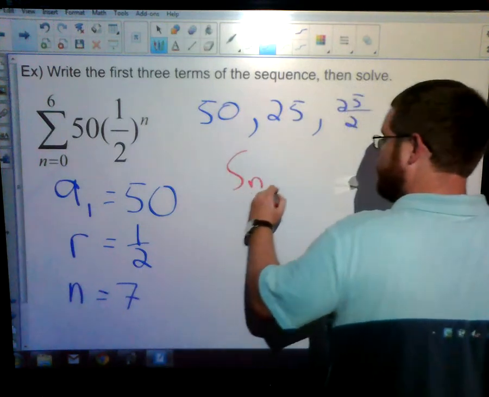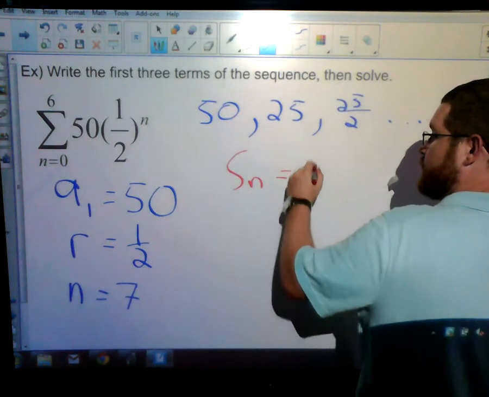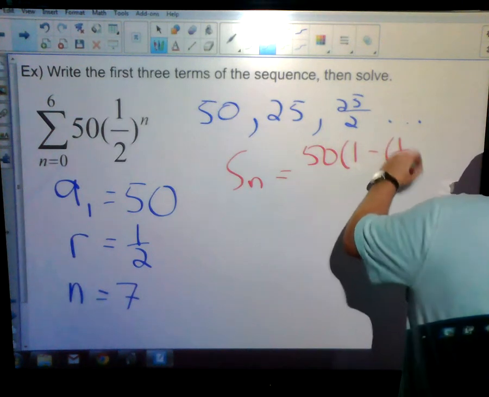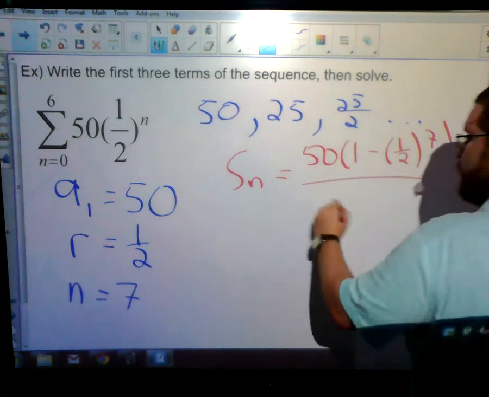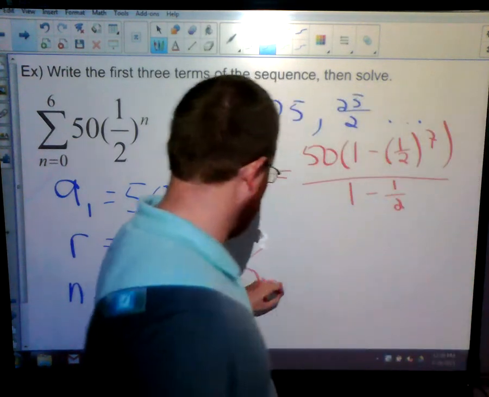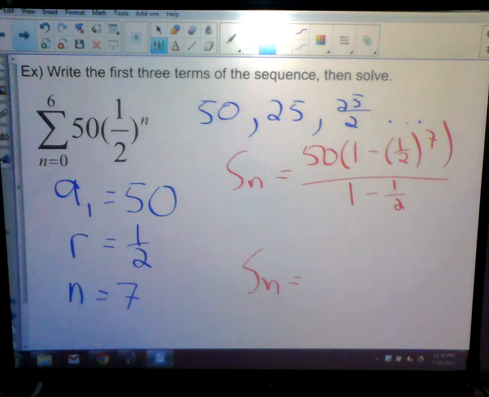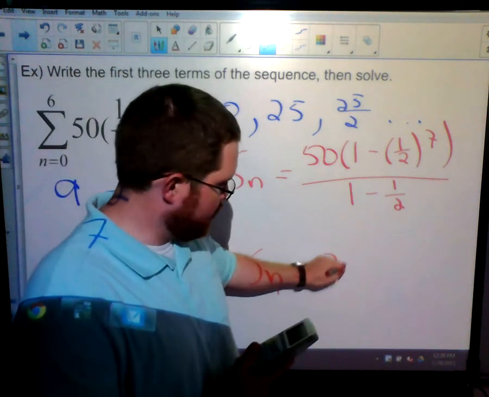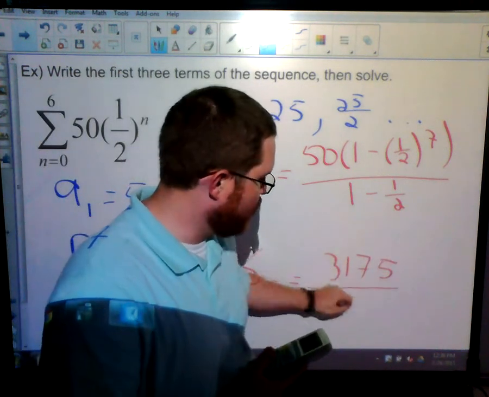So S sub n is equal to a sub 1 times 1 minus r to the n over 1 minus r. S sub n equals 3,175 over 32.